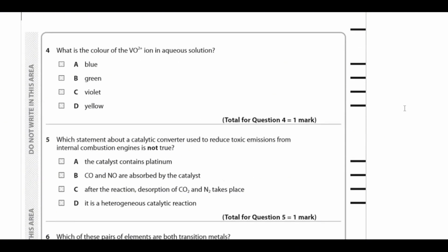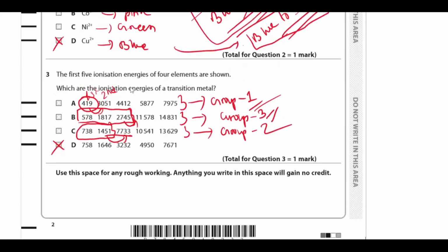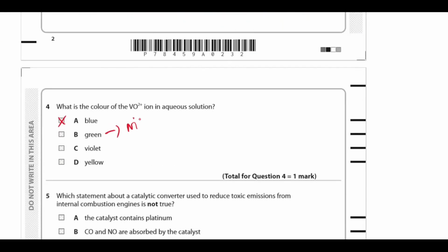Moving on, what is the color of the VO2+ ion in aqueous solution? The answer would of course be blue, because we know vanadium tends to show blue color in most cases. Green is, as we have seen a little while ago, for Ni2+. Violet is for something else, for example cobalt, while yellow is for something else as well, for chromium.